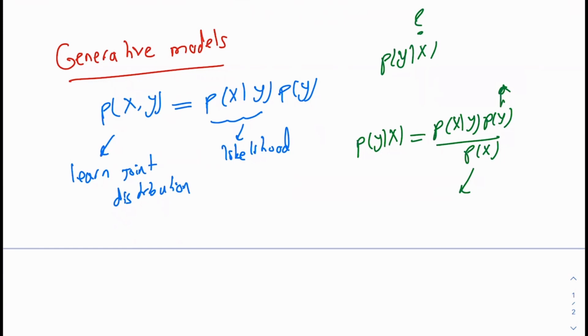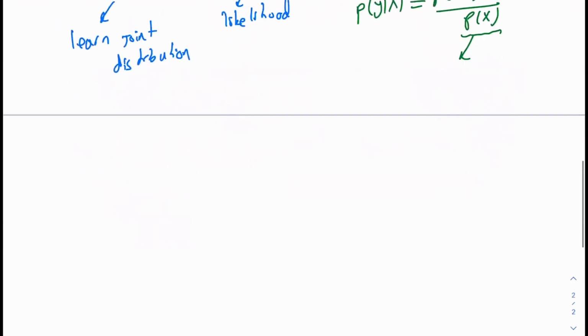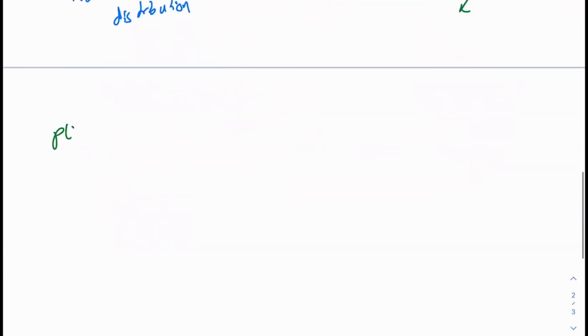By the way, this probability of x is sometimes very hard to calculate. So usually to estimate this, it is proportional to x given y times p of y. But nevertheless, we are still not solving the problem directly. In generative modeling, you estimate the joint distribution, and then by probability manipulation and Bayes' theorem, you get what you want, probability of y given x. In the discriminative approach, you directly estimate probability of y given x.